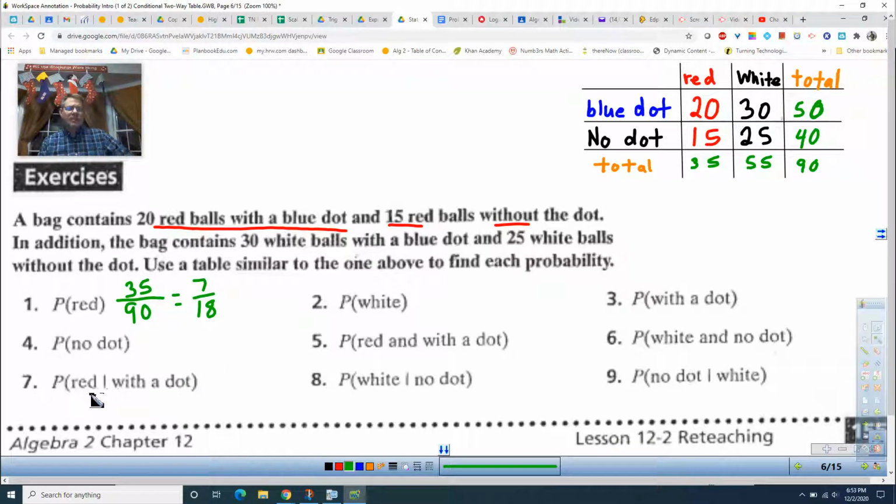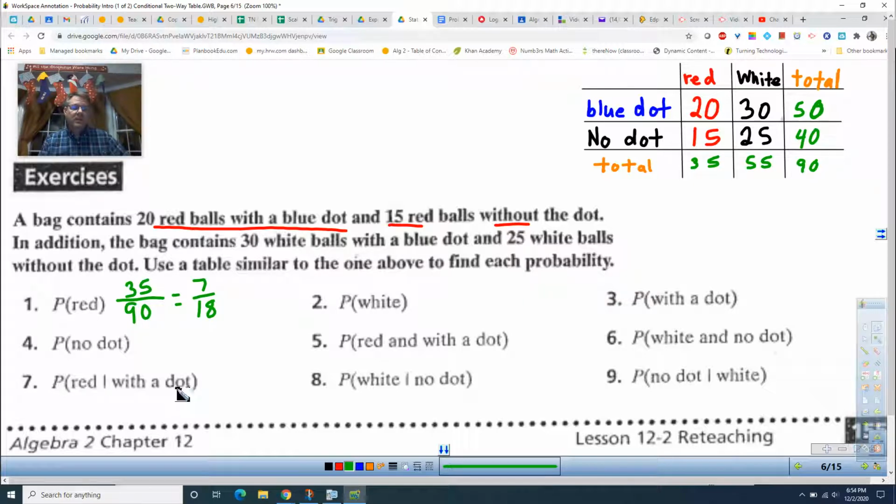Okay, and then number 7. Oh, this is one of those that's got that vertical bar in it. Okay, so let me read this to you. It's what's the probability given that you're going to pick one without a dot, that it's going to be red. Okay, so what's the probability you get a red one given that it has a dot?